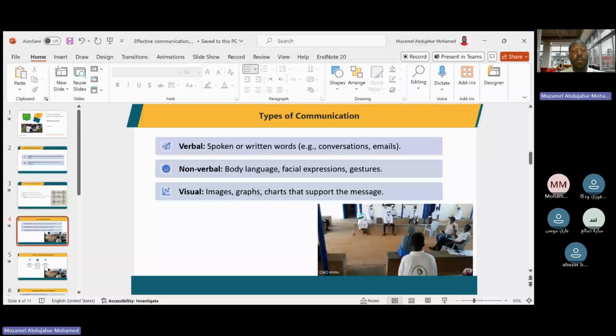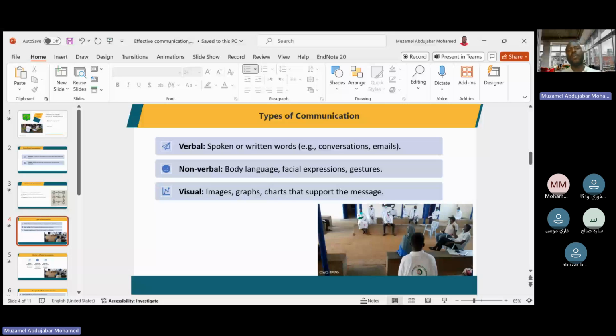You use words. When it is verbal, that means you use words either written or spoken. For example, direct conversation between people, or we can also send a message by email or WhatsApp or social media. This is verbal. That means communication with words.